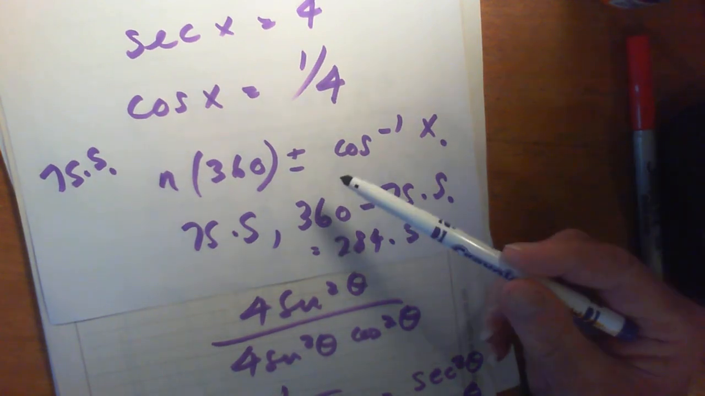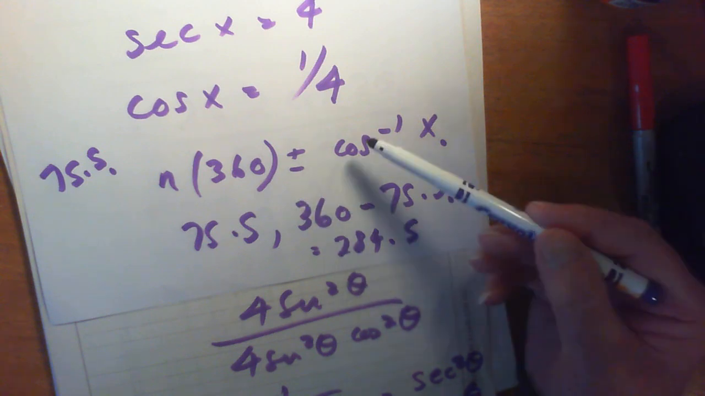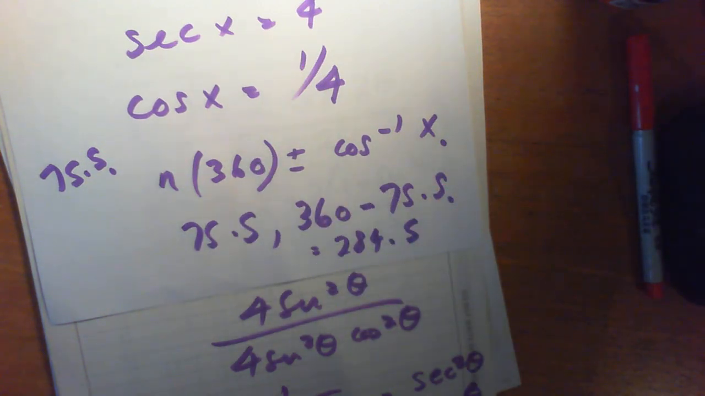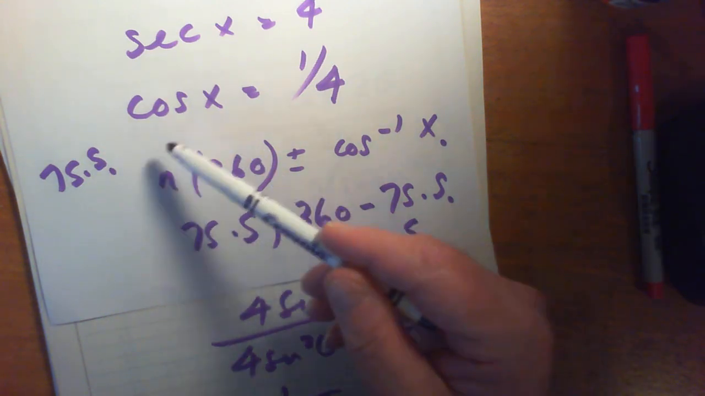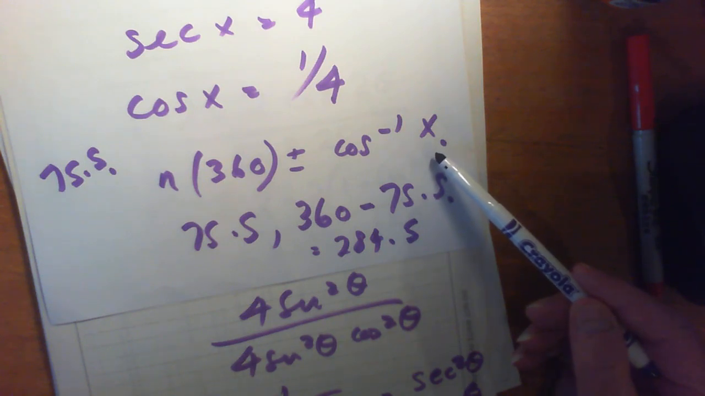I'm ignoring the 360 plus 75.5 because the range that we wanted is between 0 and 360. But you can see how easy that equation is to find any number of values for the principal, any number of values for cosine that you require.